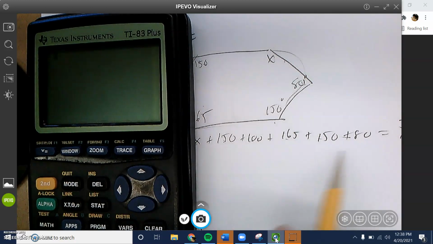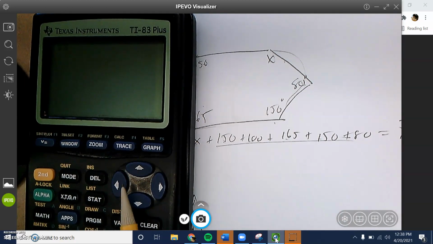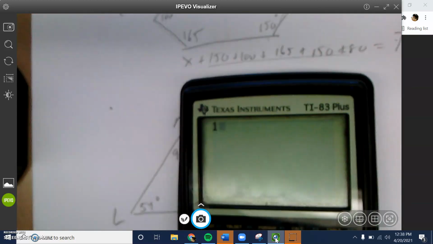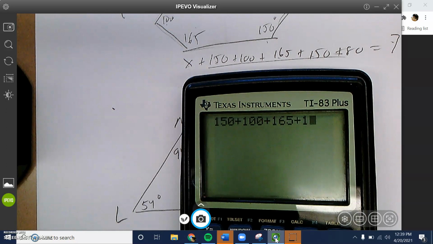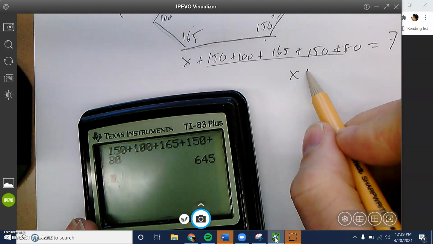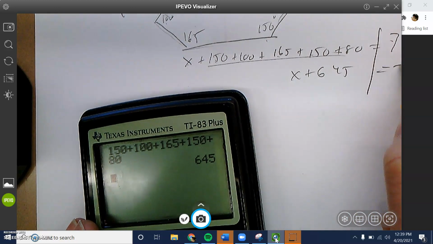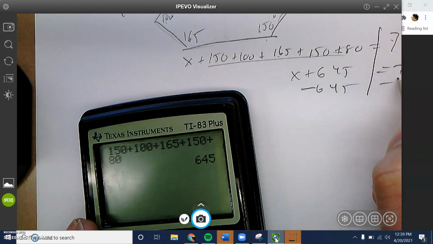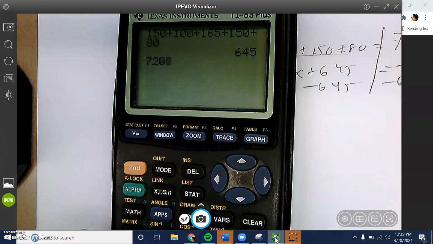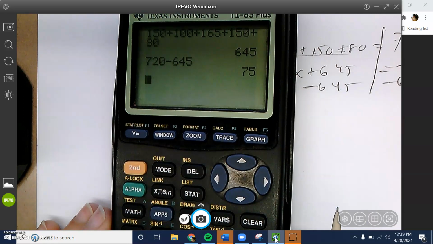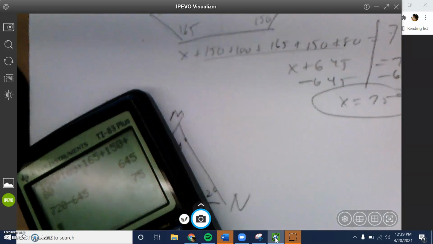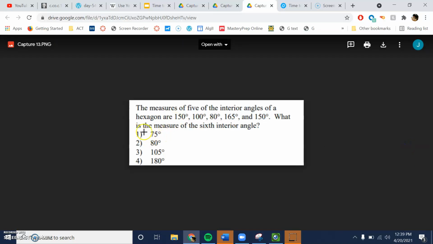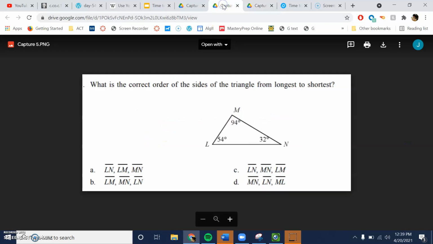So now we add up all these, combine like terms. 150 plus 100 plus 165 plus 150 plus 80 is 645. So x plus 645 equals 720, minus 645 on both sides. 720 minus 645 is 75. So the missing interior angle is 75 degrees. So that's going to be number 1. All right, try this one now.